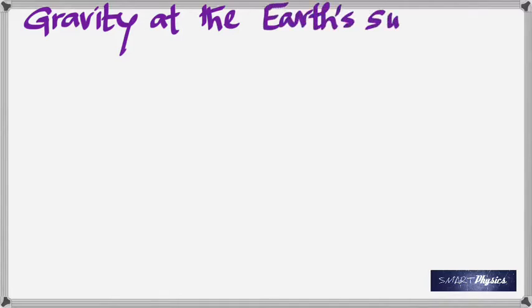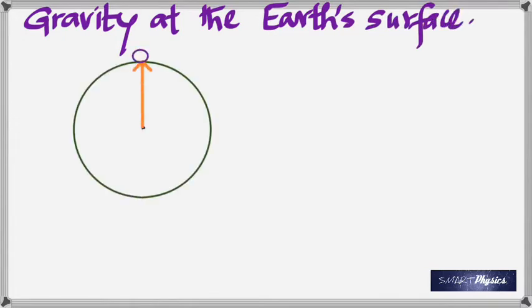So I call it gravity at the Earth's surface. Consider that there is an object, that's the Earth, and an object at the surface of the Earth. That is the radius of the Earth, right? And there is an object here. Let's say its mass is small m, and the mass of the Earth is Me. The radius of the Earth is Re. Can you tell me the force exerted by the Earth on this mass? How much force does the Earth exert on this mass?